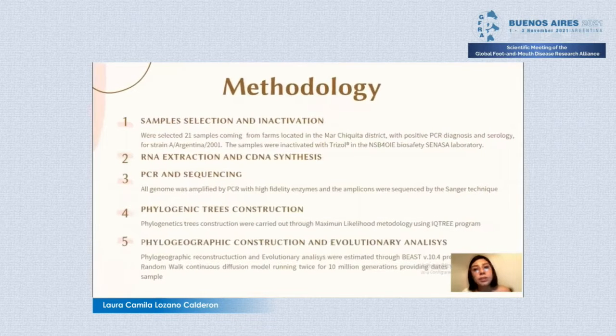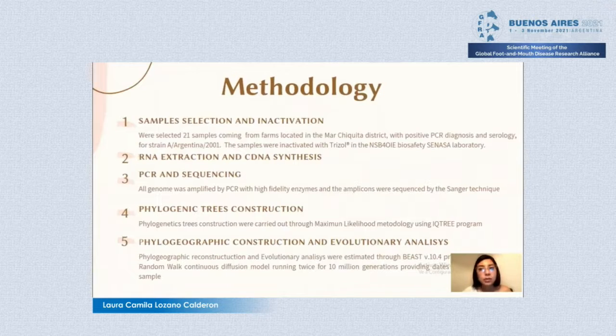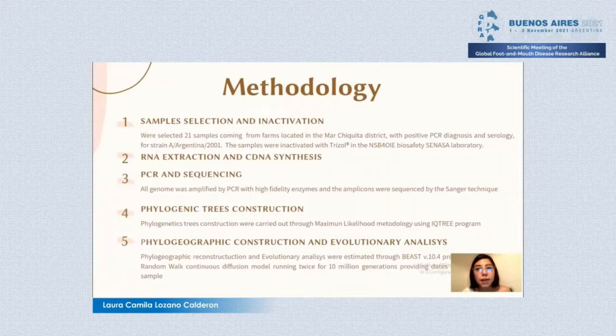Well, the methodology was the following. First, we selected samples with traceable epidemiology data, and later the samples were inactivated with Trizol. Subsequently, we extracted the genetic material and made the synthesis of cDNA. Later, the whole genome was amplified by PCR and sequenced by the Sanger technique. After that, we aligned and curated the sequences.